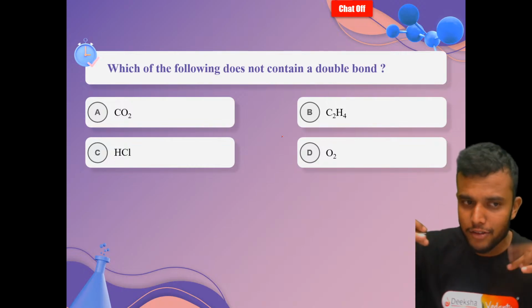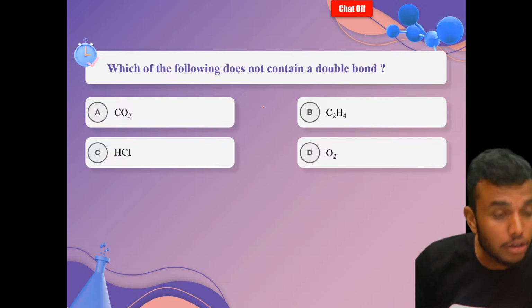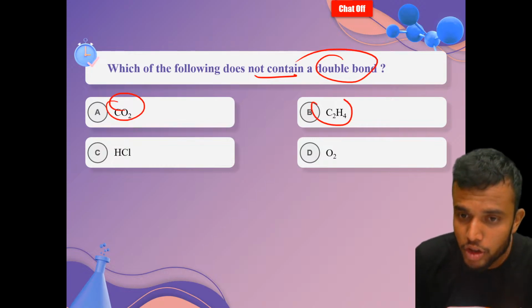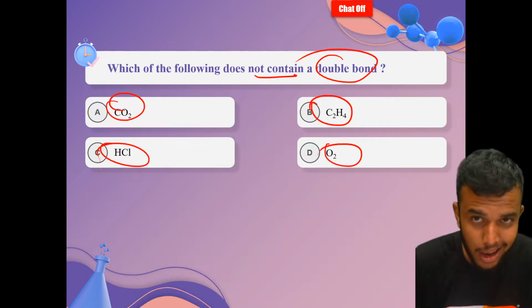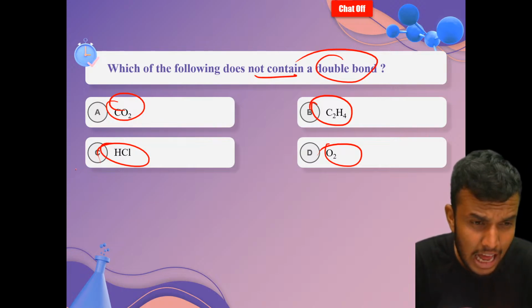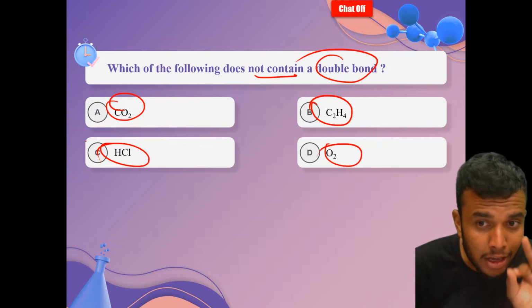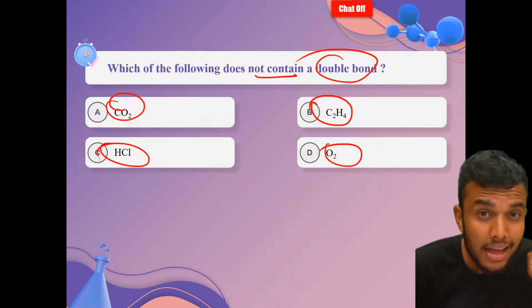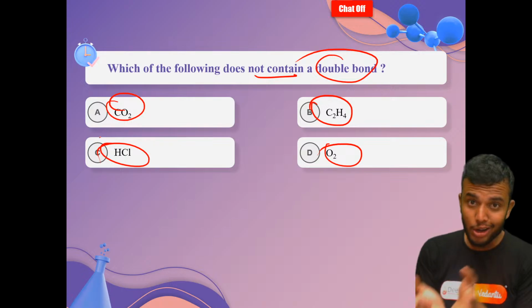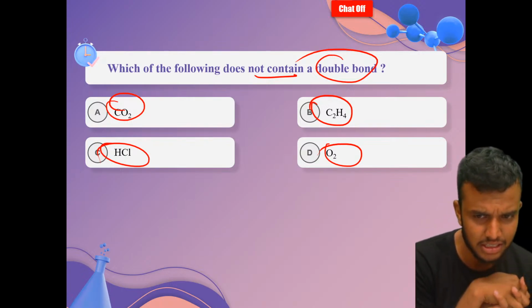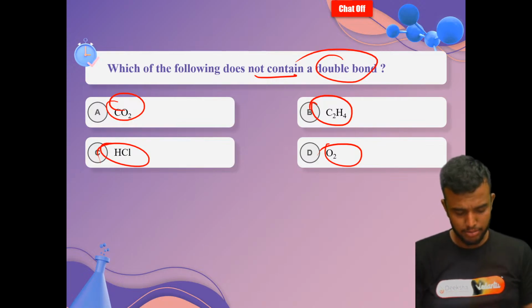Now it's time for a quiz, everybody. The first question is, which of the following does not contain a double bond? CO2 molecule, C2H4, O2, HCl. You can easily predict, students. Here one compound is not a covalent compound. If it's not a covalent compound, how can it contain a double bond, my dear students? Come on, let's discuss fast.